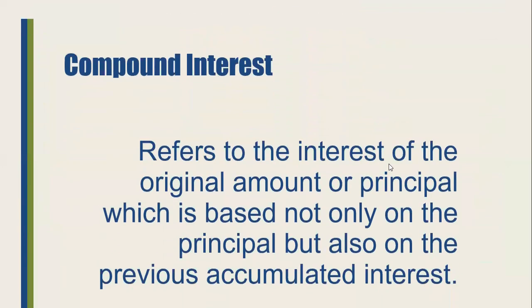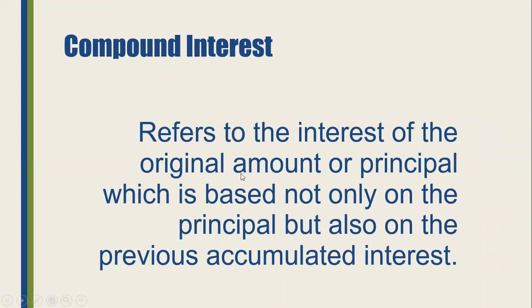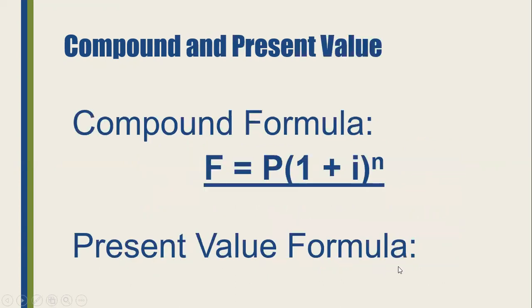Compound interest refers to the interest of the original amount or principal, which is based not only on the principal but also on the previous accumulated interest. Meaning po, sa susunod po is kasama na po yung previous interest sa tutubuan. The compound interest formula is F equals P, quantity 1 plus I, quantity raised to N.